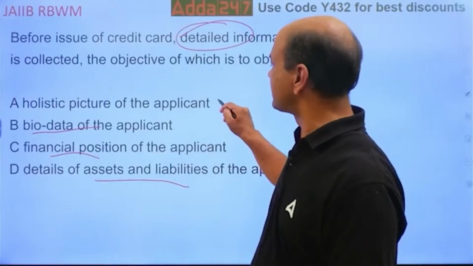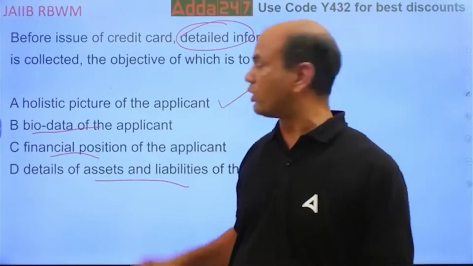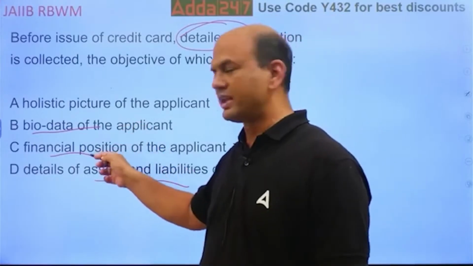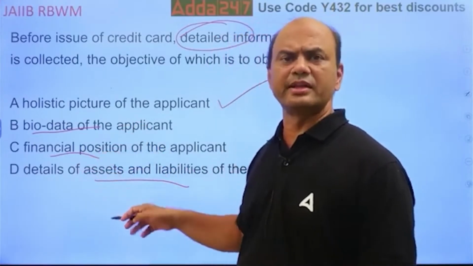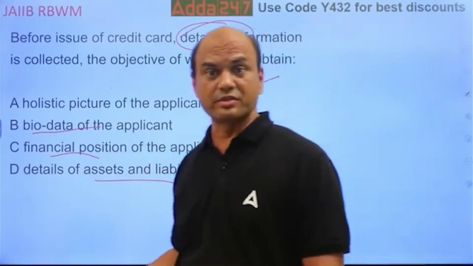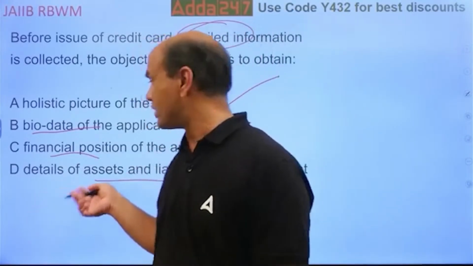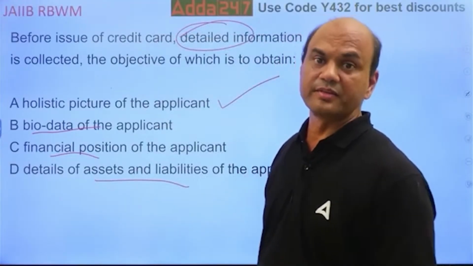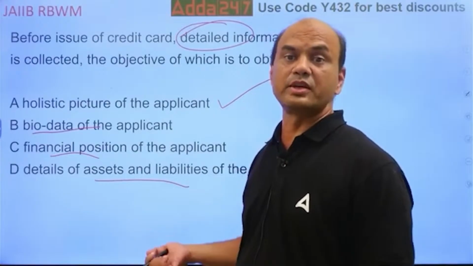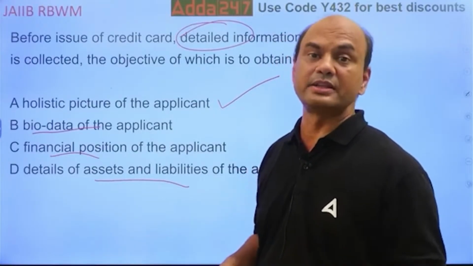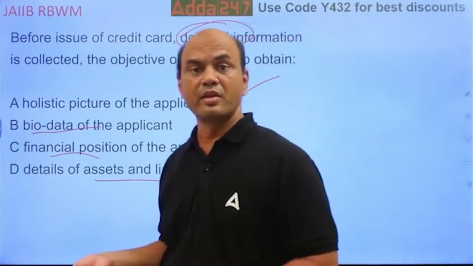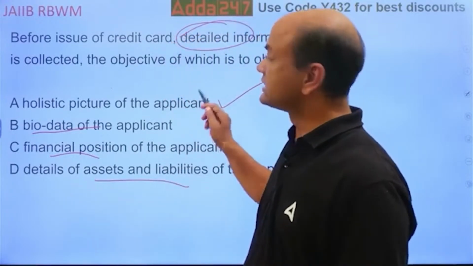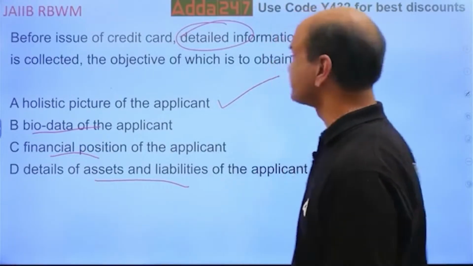We are basically interested in the holistic picture. We want to know all these. Holistic means biodata, financial position, assets and liabilities, everything. Plus others also, not only these three. What are the dependents? That can also be checked, isn't it? What is the educational qualification? Where is that person living? Is it rented? Is it owned? All these things are known over here, right? So holistic picture is the right answer.